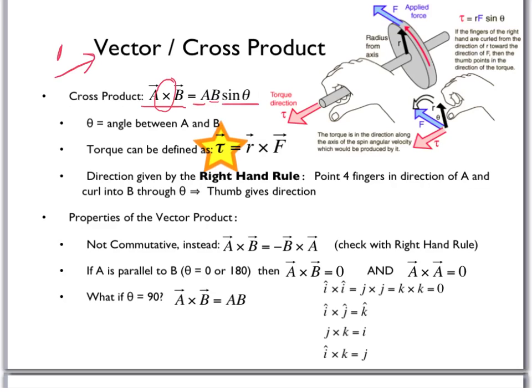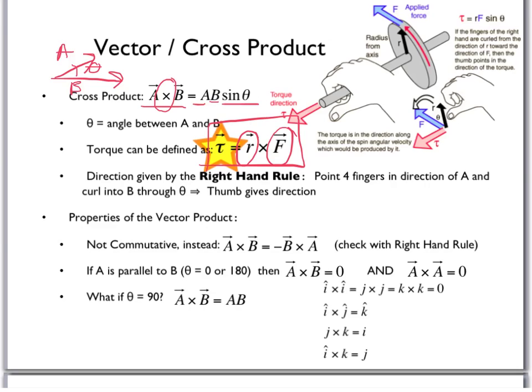So if this is vector A and vector B, we would simply find the magnitude of each of those vectors, multiply the magnitudes together, and then multiply by the sine of the angle between them. Now, torque can be defined in this way because really we said that torque was simply taking a lever arm and multiplying it by the force being applied times the sine of the angle between them. So literally, our torque equation could be more succinctly defined as R cross F.